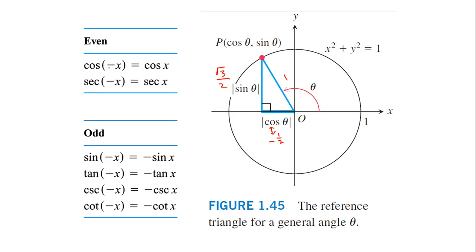Also, if we look at the cosine, cosine is an even function. When we say a function is even, that means the function is symmetric about the y-axis. Let me give you an example. This function, is this function even or odd? Even. Think about the y-axis as a mirror.